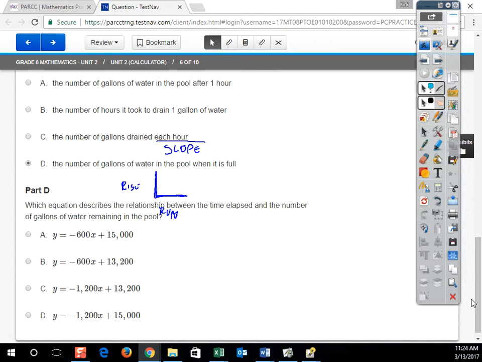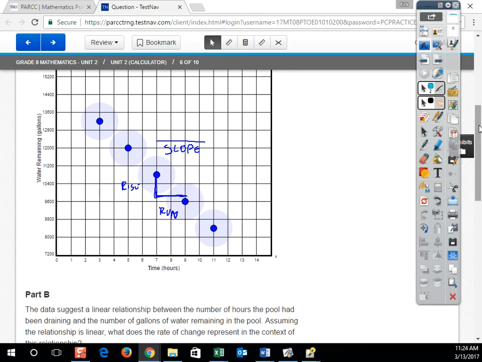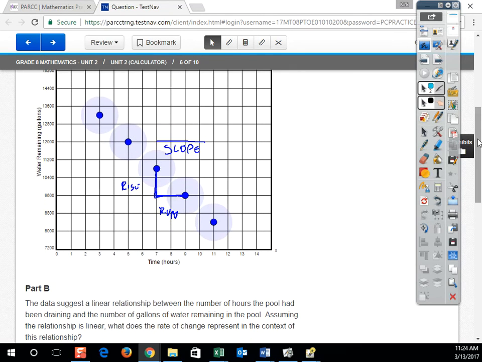Which equation describes the relationship between the time elapsed and the number of gallons of water remaining? So, let's scroll up here. And that's why we kept our little slope triangle. So, over this time here, the rise is going to be negative because we're losing, it's going down, we're losing water in this case. And so I went from 10,800 to 9,600.